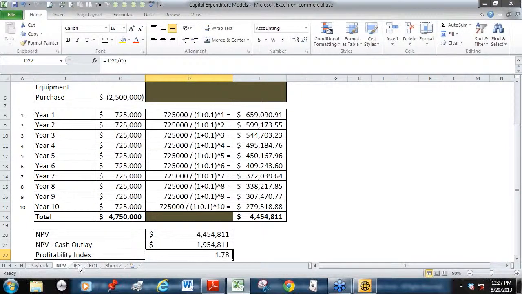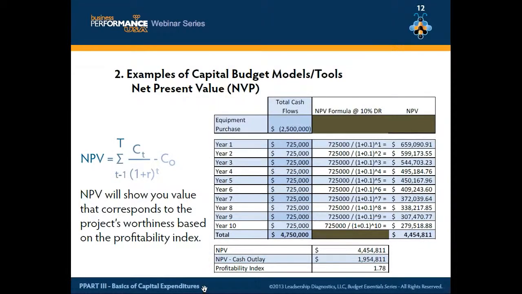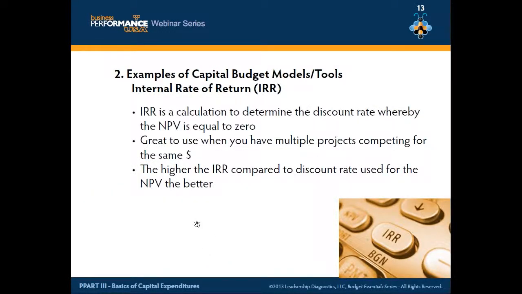All right. And now what I'd like to do is talk about the IRR. The IRR is short for internal rate of return. And basically, the IRR is a calculation to determine the discount rate where the net present value is equal to 0. Okay? And it's great to use if you have multiple projects competing for the same investment dollar, because you would want, of course, the greater NPV, and you'd also want the greater IRR of the projects to determine which investment will make you the most money in the shortest amount of time as well, right?